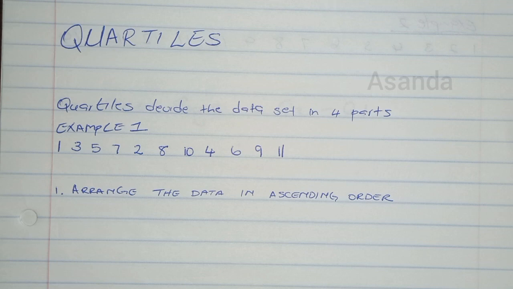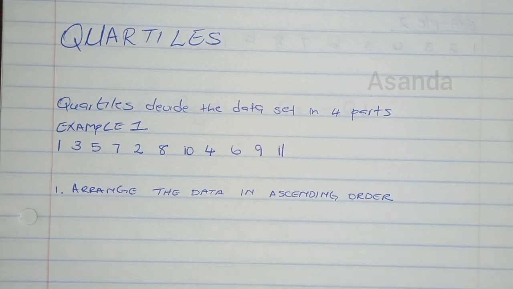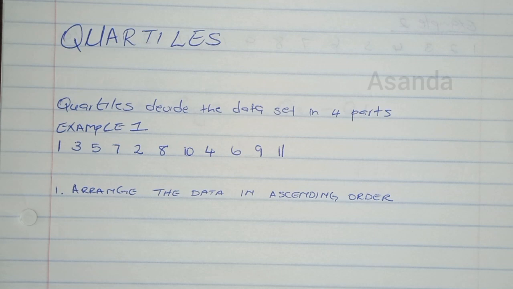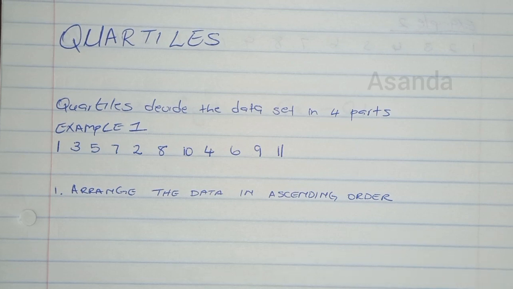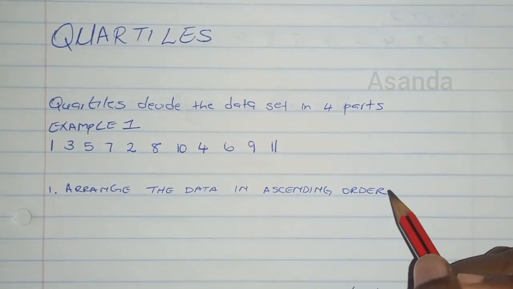Quartiles divide the data set in 4 parts. So we're going to do an example. When we are doing quartiles, which is very new in grade 12, so I'm going to go very slowly. When we are doing quartiles, the first thing, it's very important, is to arrange your data in ascending order.